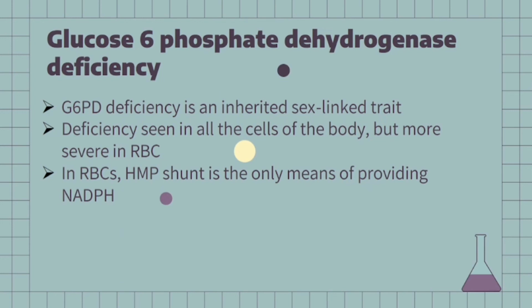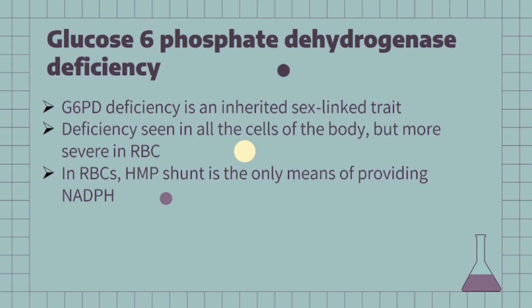G6PD deficiency offers natural protection against malaria, as the pathogenic parasites require reduced glutathione for their growth. Individuals with G6PD deficiency are at risk of hemolytic anemia. Hemolytic anemia is a disorder in which red blood cells are destroyed faster than they can be made.